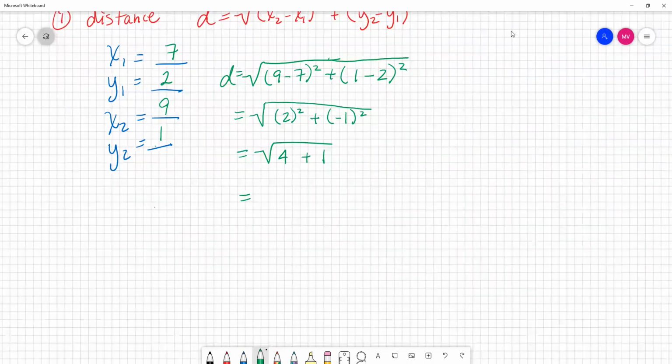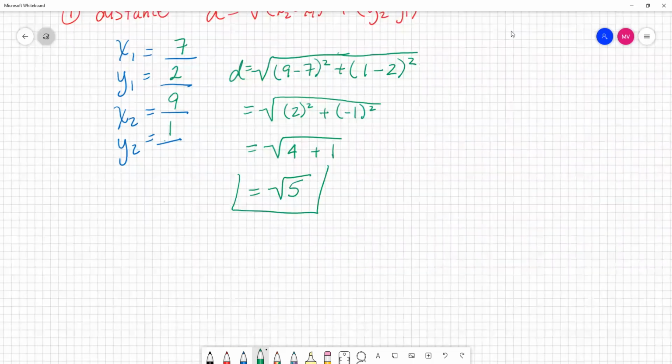Therefore, our answer is square root of 5. Can we simplify this any farther? No. That is a perfectly appropriate answer. 5 is a prime number, so we cannot break it down into its prime factorization and pull any whole numbers out. So it's just the square root of 5, which is very different than 5. So that's the answer. So you absolutely must include the square root.